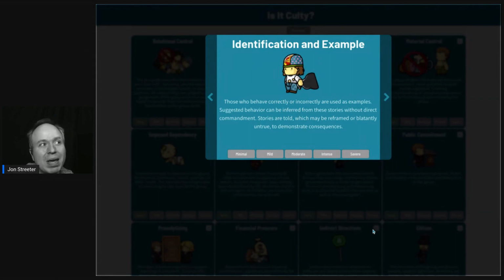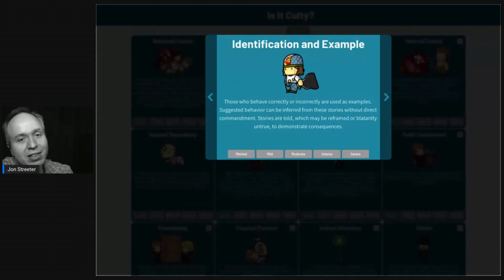Identification and example. Those who behave correctly or incorrectly are used as examples. Suggested behavior can be inferred from these stories without direct commandment. Stories are told which may be reframed or blatantly untrue to demonstrate consequences. You remember Billy? Billy didn't rehearse, and after he flubbed the performance, he became a homeless hobo. This will happen to you if you don't rehearse. You know, just using stories to provide examples, whether or not they're true, just to give a way to scare people or entice people or induce people to behave a certain way.